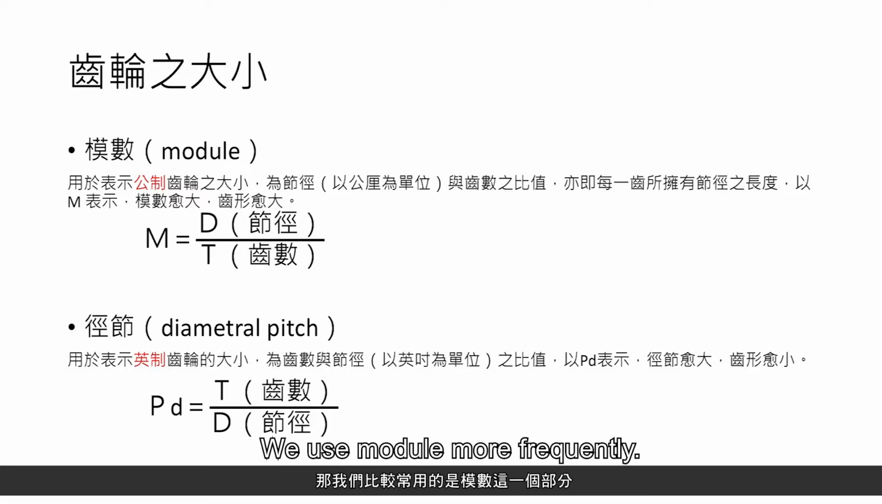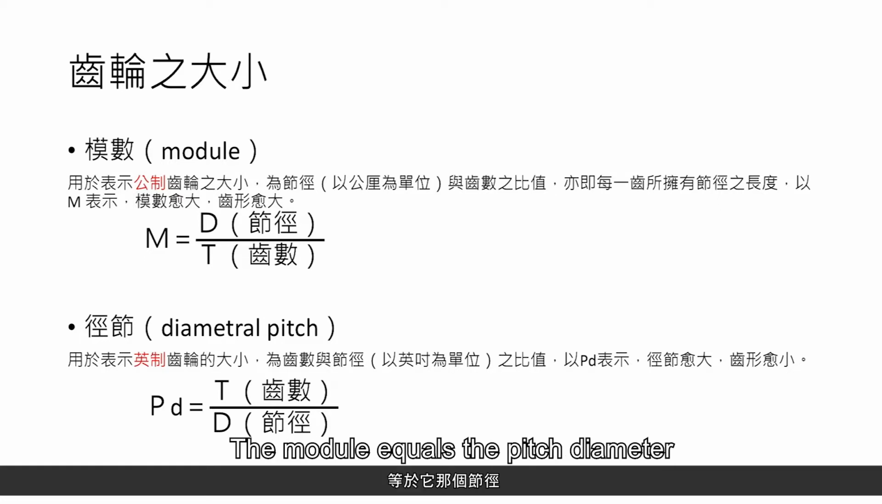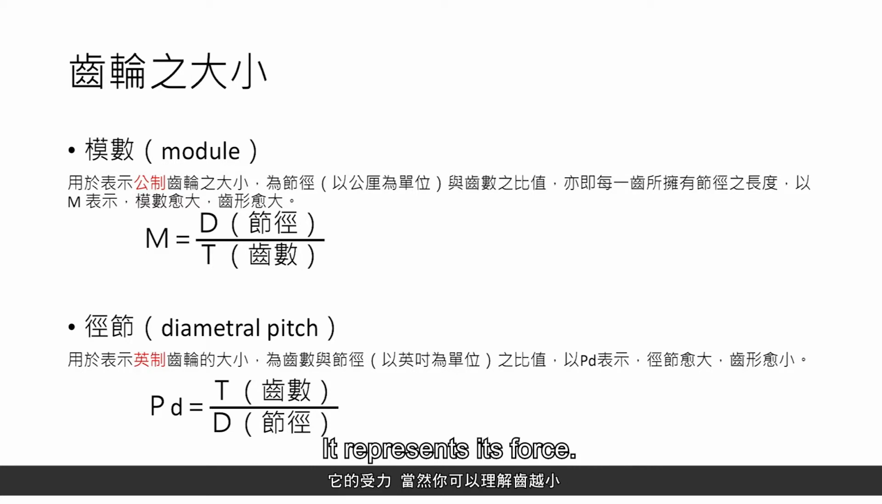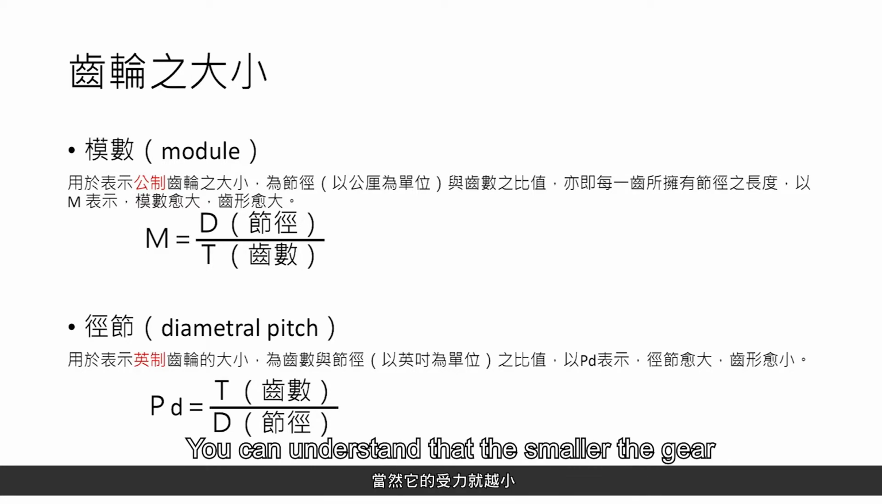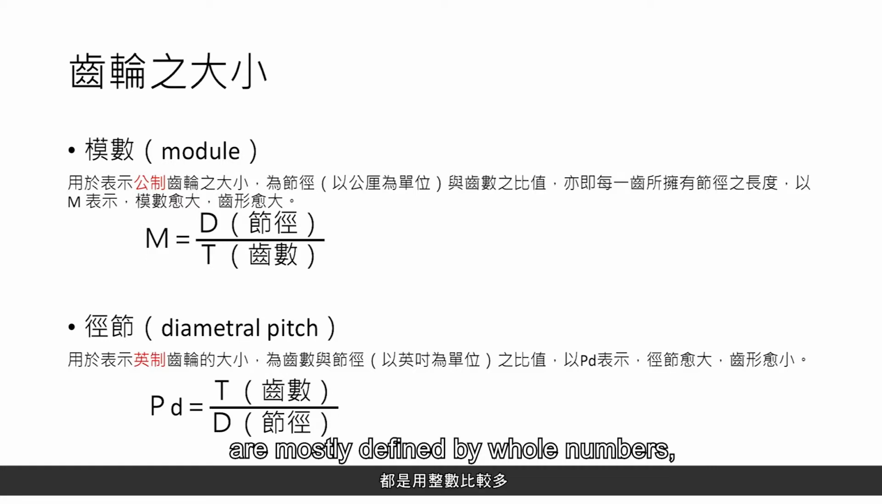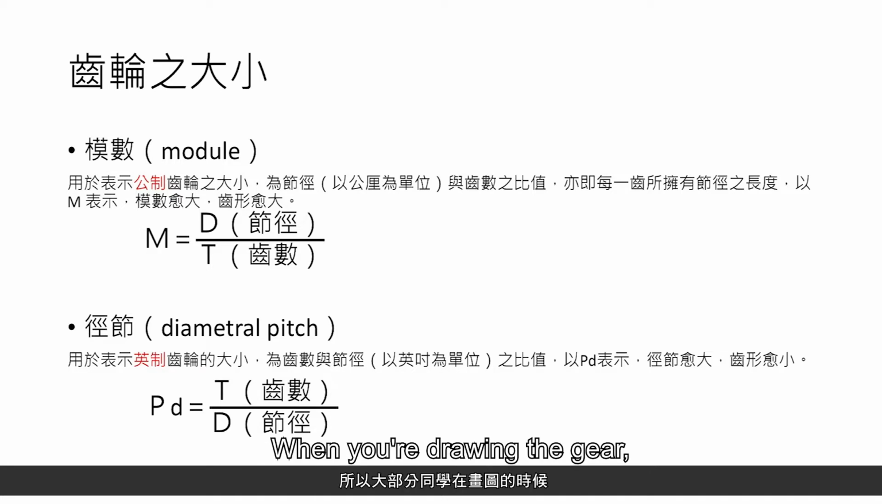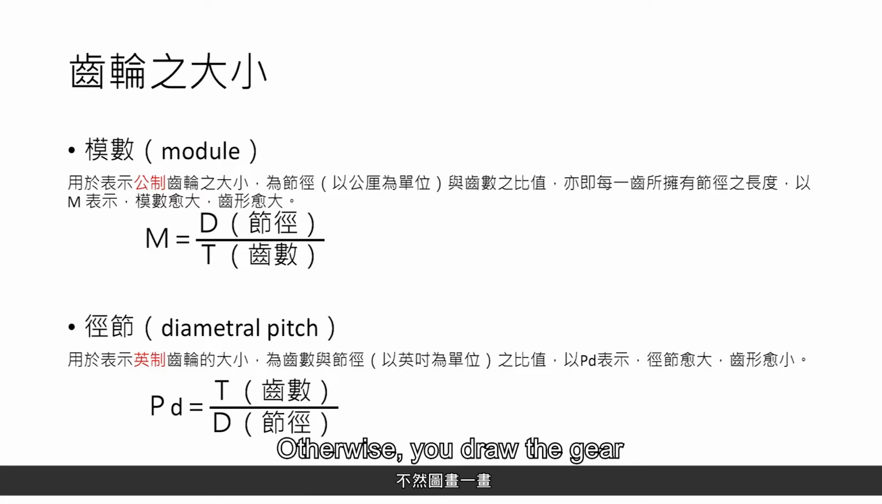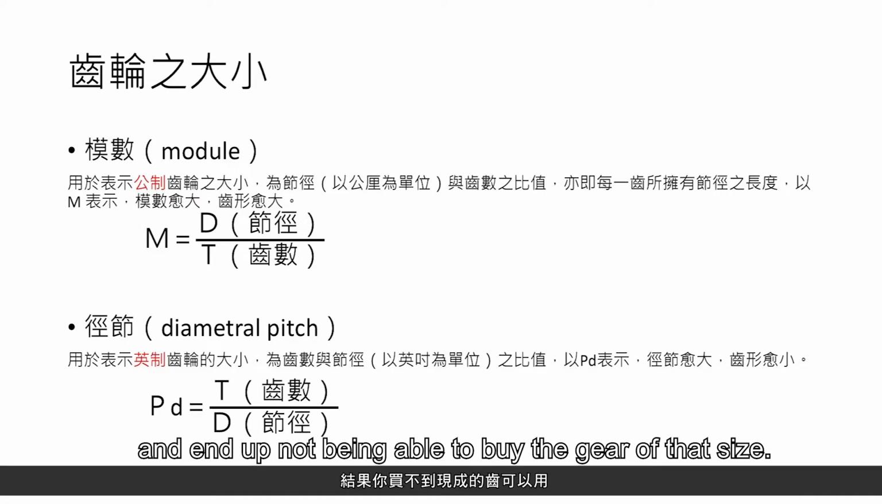We use module more frequently, so let's check the module first. The module equals the pitch diameter divided by the number of gear teeth. So the larger the module, the bigger the teeth. What do different gear teeth sizes represent? It represents its force. Basically, gear teeth modules are mostly defined by a whole number unless you use it in a special application. When you're drawing the gear, you need to pay attention to this detail. Otherwise, you draw the gear and end up not being able to buy a gear of that size.